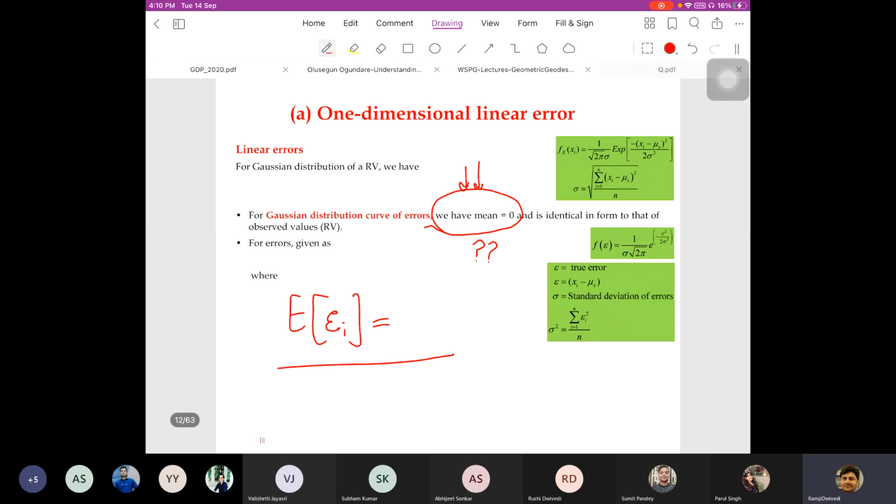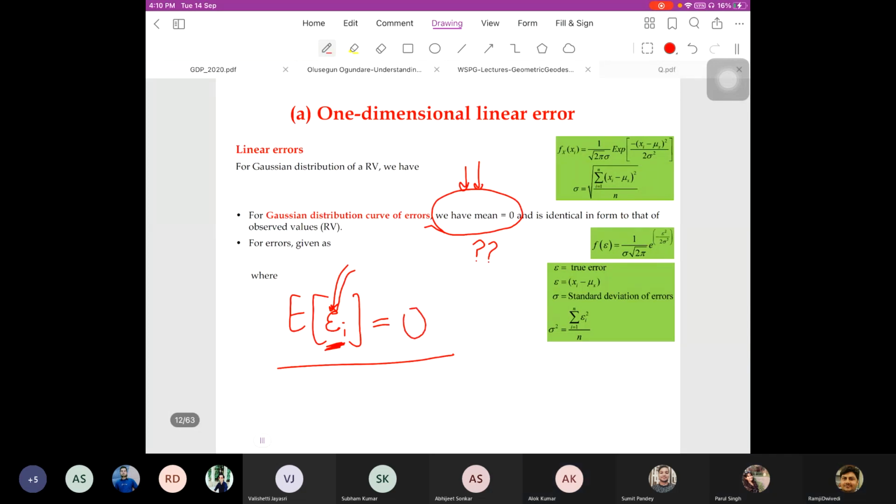What is the expectation of this error? Deviation from expected is error. No. Just look at this. First, look at this. What is expected from an individual error? Ideally, what is expected? Sir, it should be 0. To be minimum. It should be 0.